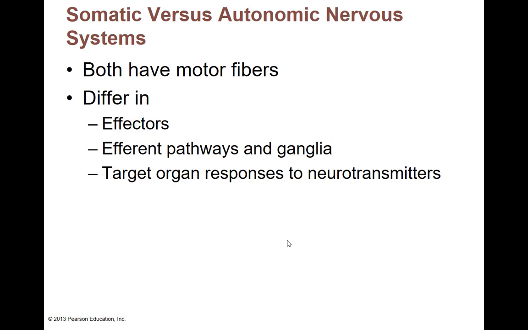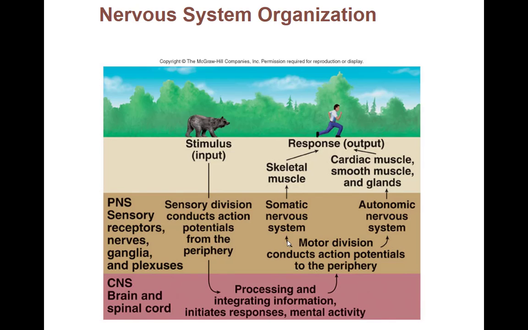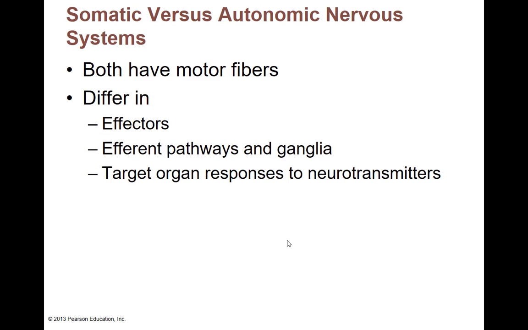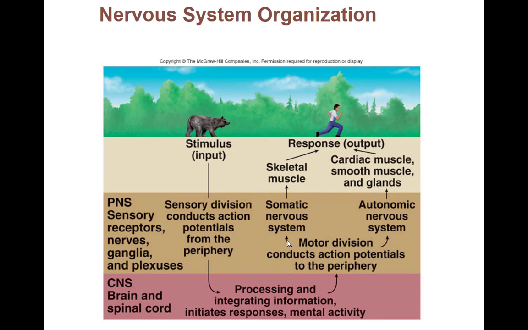Now, the somatic versus the autonomic. One, they both have motor fibers. They're both going to cause something to happen. They differ in their effectors. What is it they're controlling? One's controlling skeletal muscle. That's its effector. The autonomic controls cardiac muscle, smooth muscle, and glands. So their effector organs are completely different from each other.